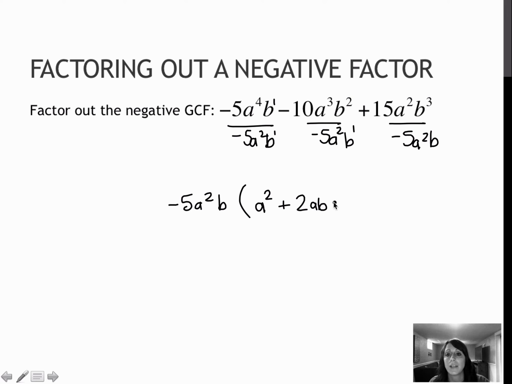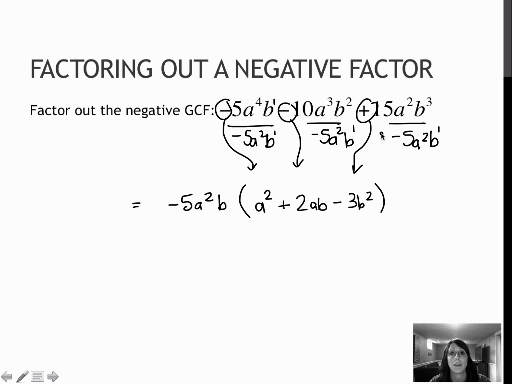15 divided by -5 is -3. 2 minus 2 is 0, so that goes away. 3 minus 1 is b². Notice that because I divided by a negative, this sign changed, this sign changed, and this sign changed. So all 3 of those signs should change when I divide by a negative factor.